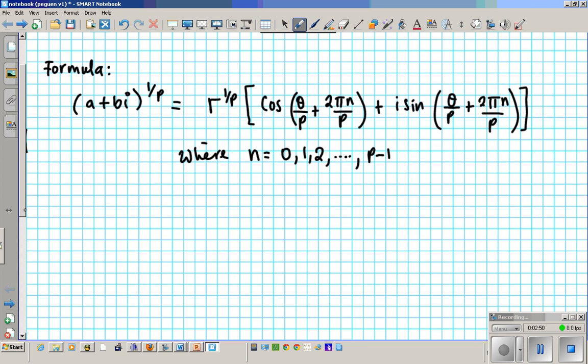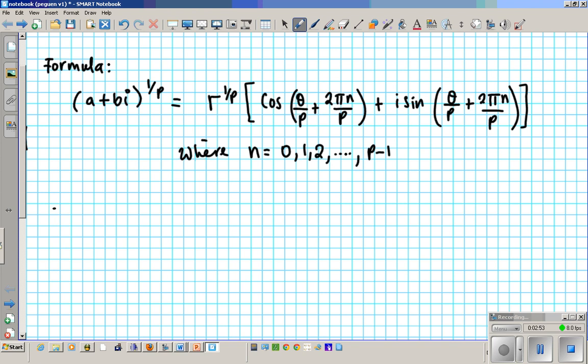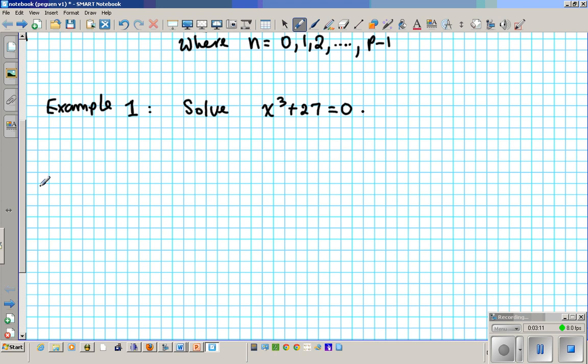Example 1. Solve x to the third plus 27 equals 0. Okay? So what we're looking for in this equation is all the complex roots. Now if this is a third degree polynomial equation, how many complex roots does it have? Remember, we talked about this at the beginning of the year. The degree and the number of complex roots are the same, so we need to have 3 complex roots as a solution.